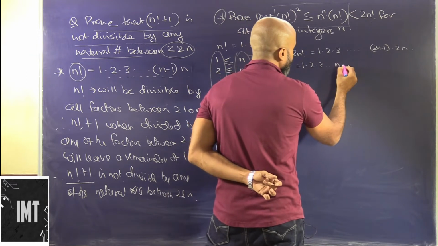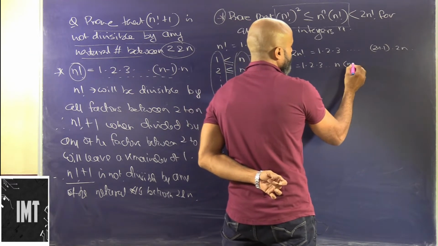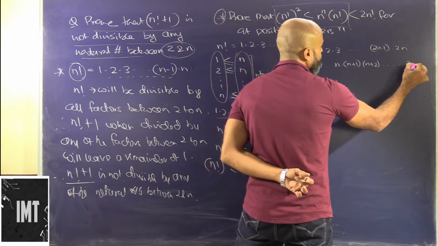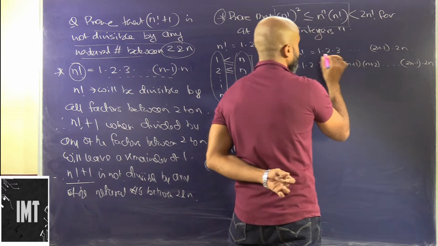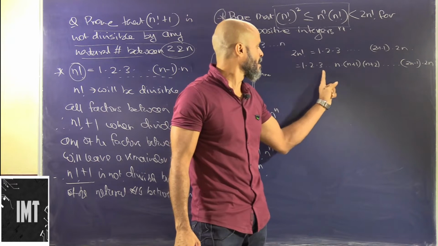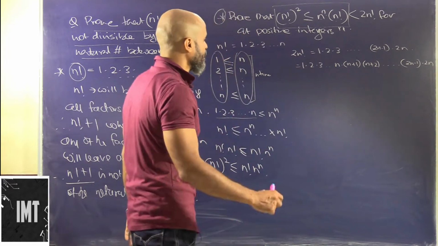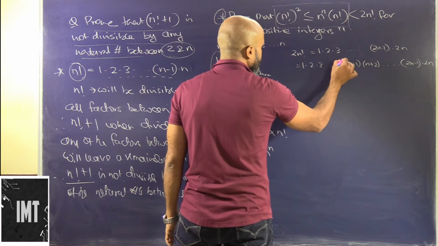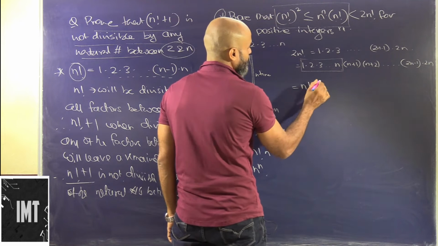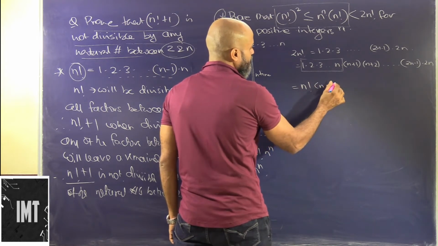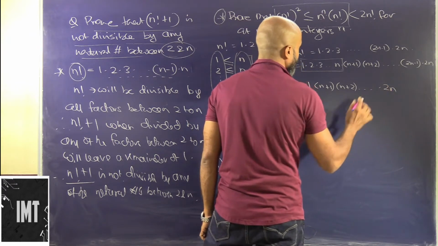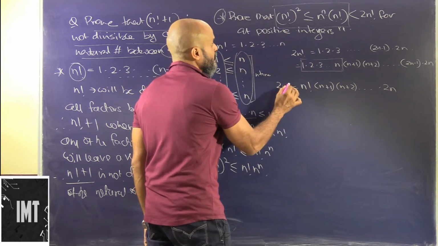Somewhere in between we have n, then n plus 1, then n plus 2, and finally up to 2n minus 1, 2n. I'm just breaking this up. 1, 2, 3, ..., 2n minus 1, 2n can be broken down into 1, 2, 3, ..., n, n plus 1, n plus 2, ..., 2n. Now this part till here gives us factorial n. So this will be factorial n into (n plus 1) into (n plus 2) till 2n. So this is factorial 2n.